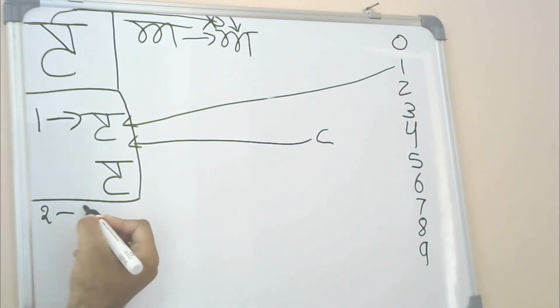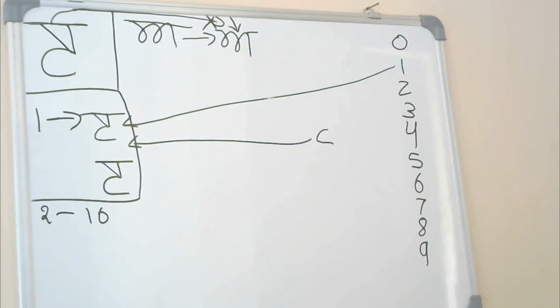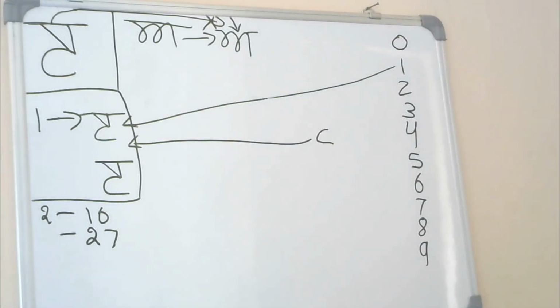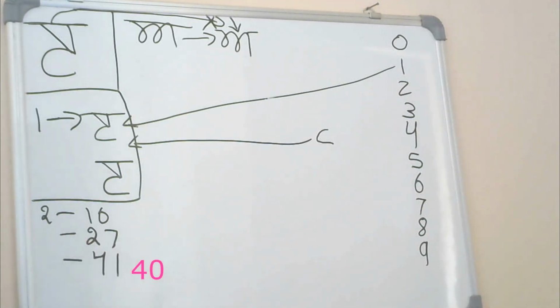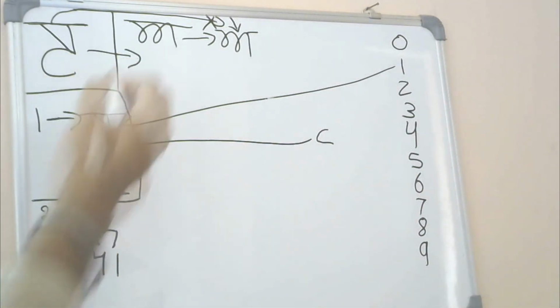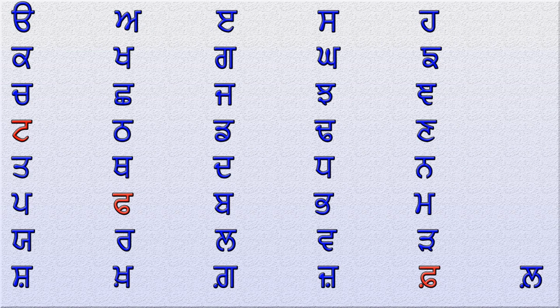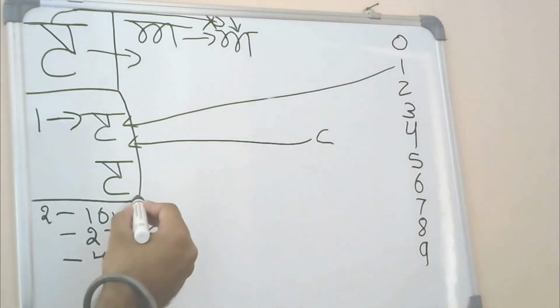The 16th letter. You are going to learn the 16th letter, and then you are going to learn the 27th letter. Apart from that, you are going to learn the letter at position 41. See how easy it is. I know the third letter, and I am going to learn the 16th letter, the 27th letter, and the letter at position 41. The second step is complete.